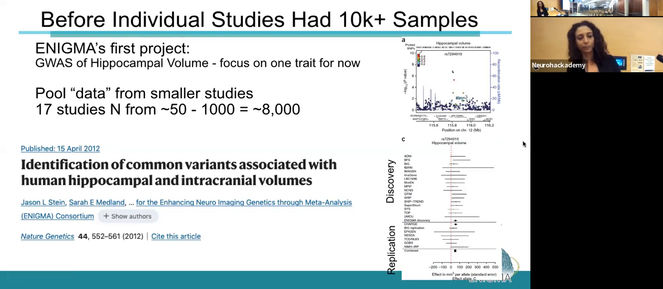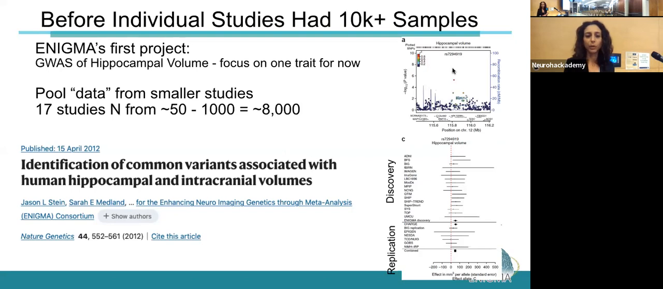And we also had, we were working with another consortium at the time called CHARGE, and they were also doing the same thing. CHARGE is very focused on cardiovascular health and aging. So they were also very interested in the hippocampus and its relation to dementia.